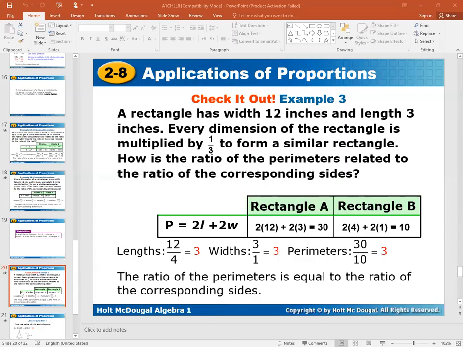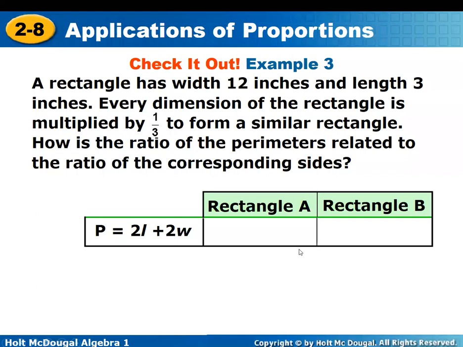Yesterday, we started to talk about ratio, rates, unit rates, and applications of proportions, right? And we talked about similar figures. And we stopped at this point. Okay? Did you see this question?